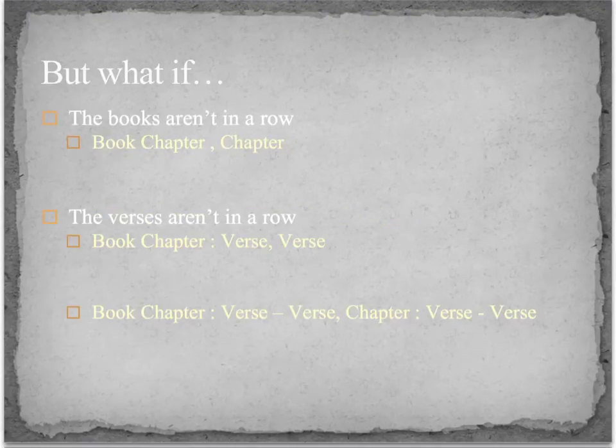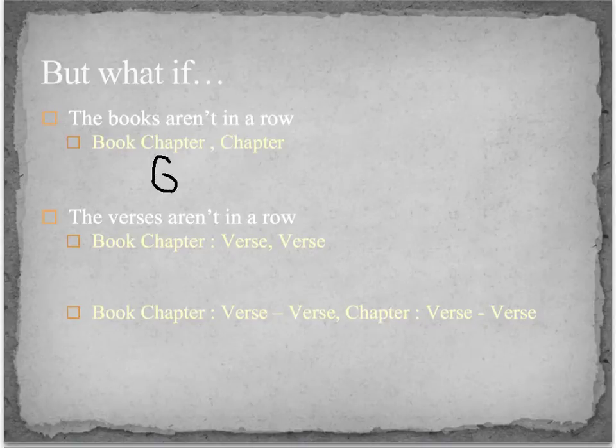But now what if the chapters aren't in a row? If I have to read two different chapters, let's say I need to read Genesis chapter 2 and Genesis chapter 6. Well, if I have a hyphen, that would mean read Genesis 2, 3, 4, 5, and 6. But I don't need to read all those chapters. I just need to read 2 and 6.